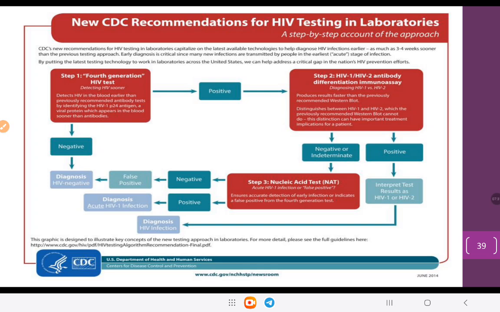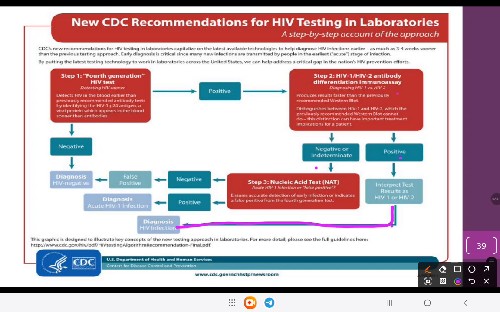This is a new algorithm approved by the CDC. The first step is a fourth generation HIV test. Any company's fourth generation immunoassay can be used. After that, negative is diagnosed as negative. If positive, we use another test, the antibody test, to differentiate between negative, intermediate, or positive. An intermediate result is treated as negative by the use of two different immunoassays.